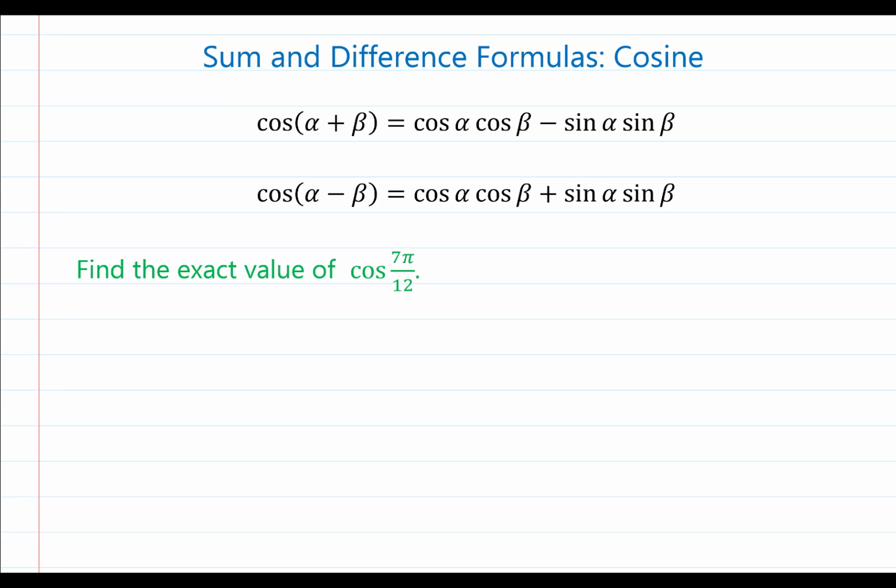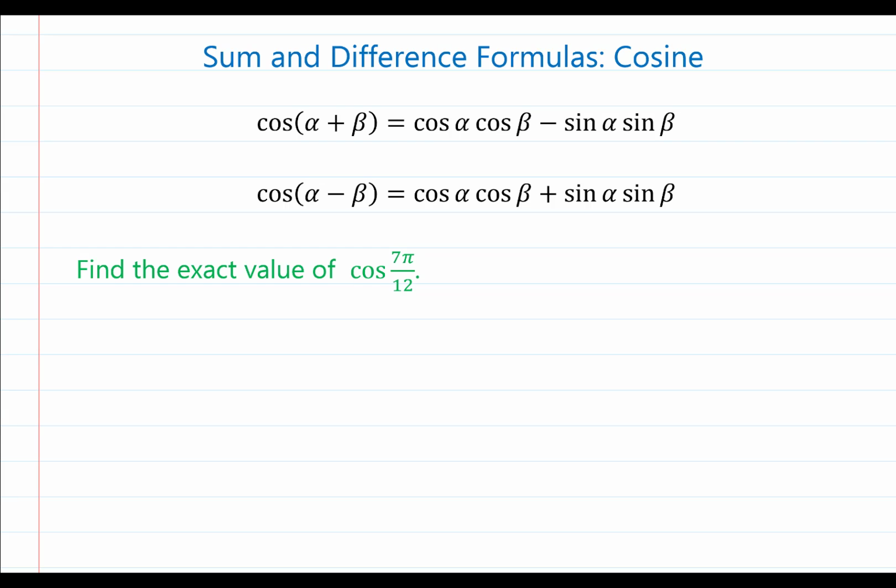So we have cosine of alpha plus beta, which is equal to the cosine of angle alpha times the cosine of angle beta minus the sine of angle alpha times sine of angle beta. Likewise, we have a difference formula which says cosine of angle alpha minus beta, so the difference of these two angles, is equal to the cosine of angle alpha times the cosine of angle beta plus sine of angle alpha times sine of angle beta.